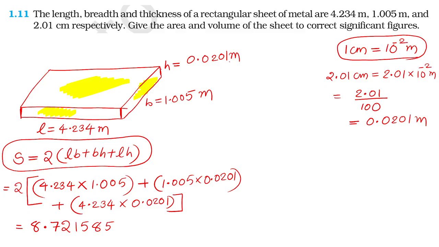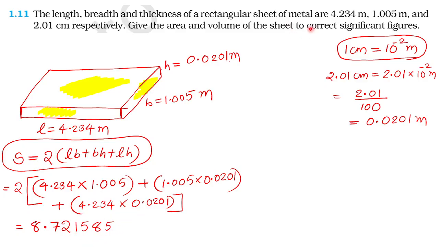Okay, anyway, I got this value. Now, do we actually need this much accuracy? No. We will round off the value. But what is the condition they have written? Correct significant figures. So we don't want this many digits. We have to reduce it.